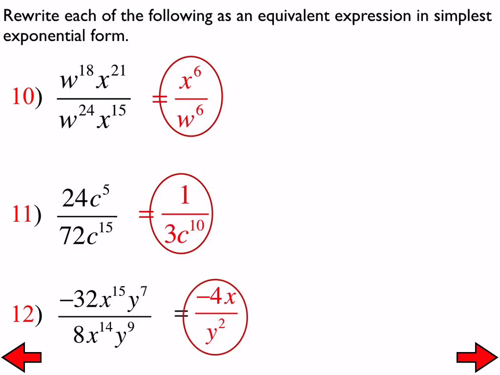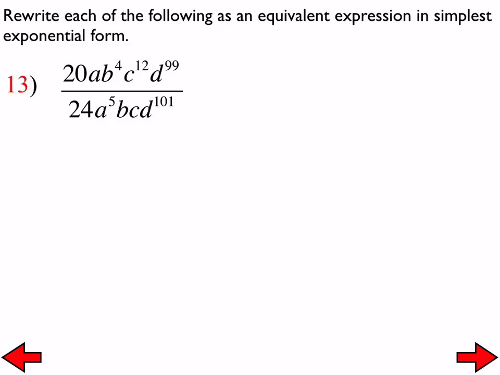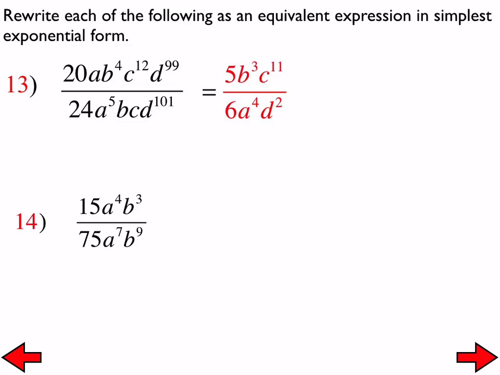Number 13. Same idea. Go through, simplify the 20 over the 24. We have 4 more a's on the bottom, 3 more b's on top, 11 more c's on top, and 2 more d's on the bottom. So therefore it should be 5b cubed c to the 11th over 6, a to the 4th, d to the 2nd. And then number 14, simplify the 15 over 75.